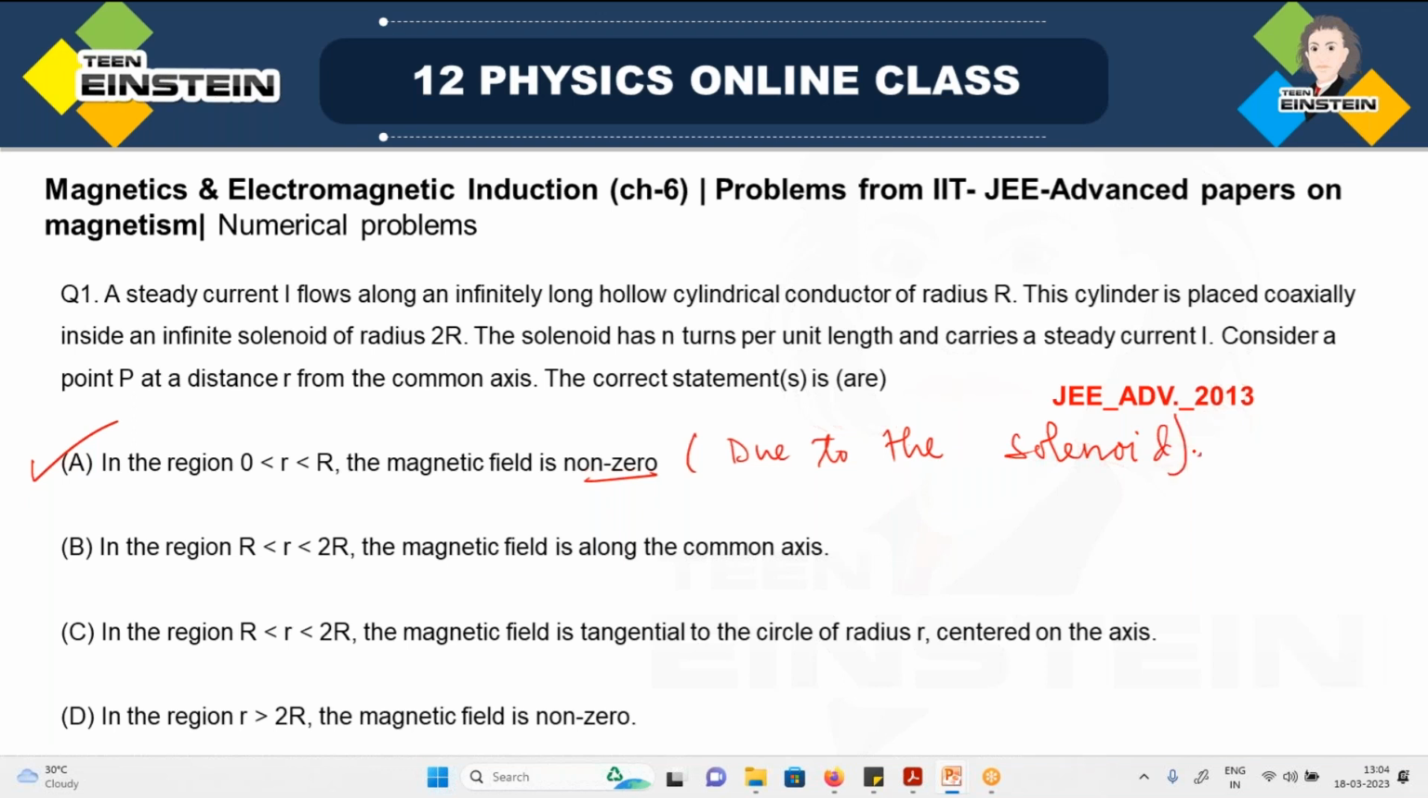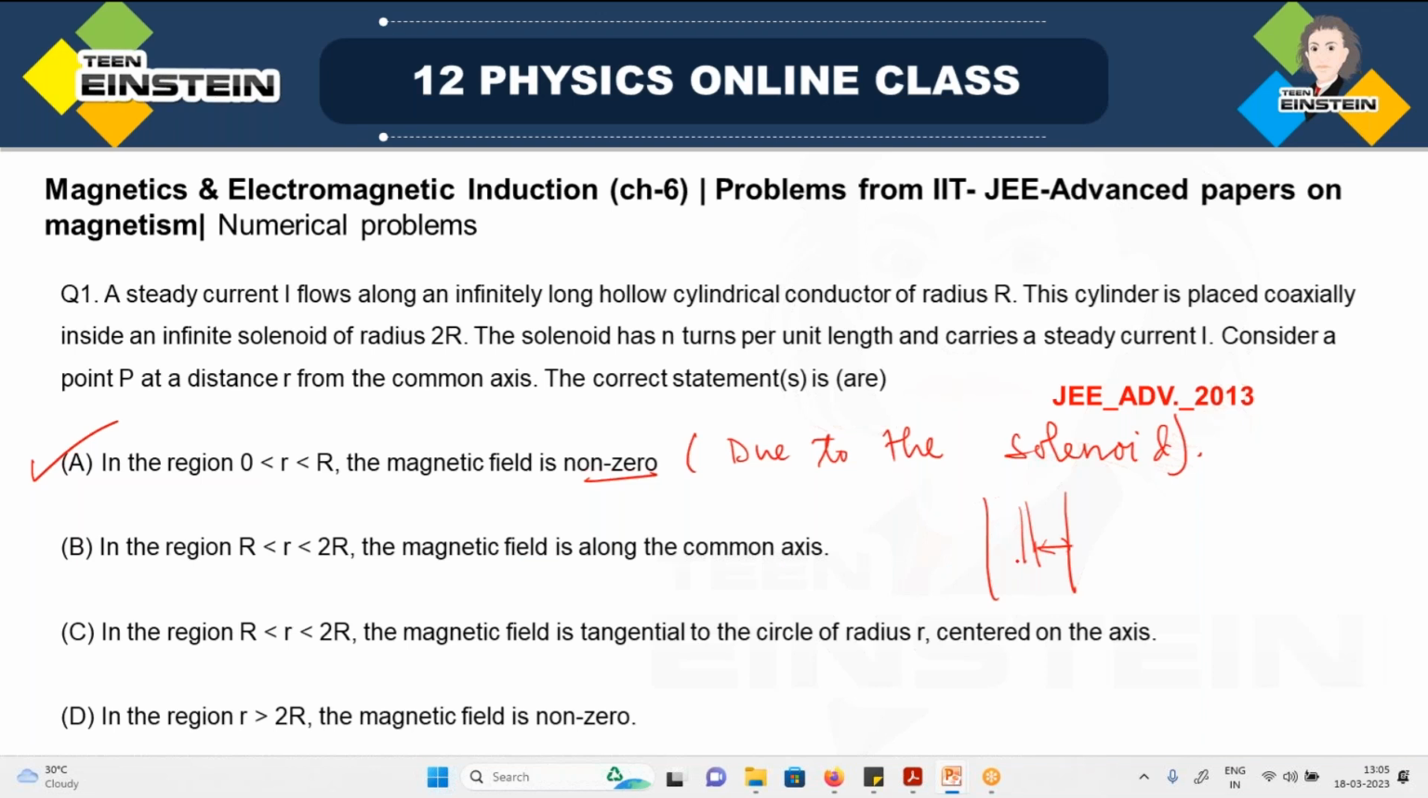Due to the solenoid. Right? This is due to the solenoid. So in the region between R and 2R, it is said the magnetic field is along the common axis. See, it is said the region R to 2R, this region, that means inside the solenoid.